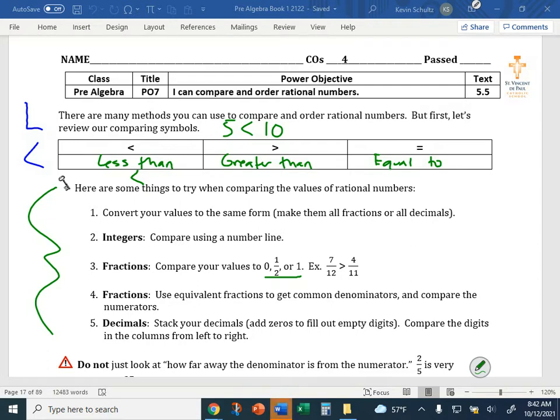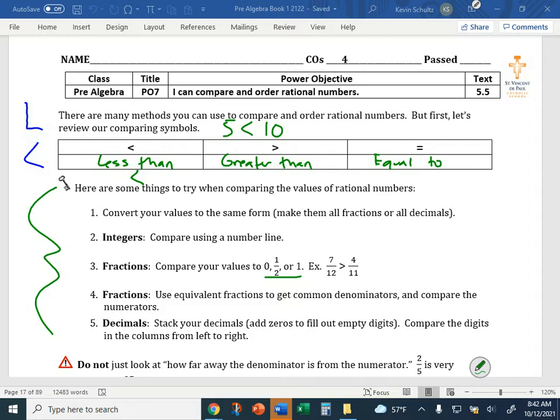For example, I know that 7/12 is greater than 4/11 because what's half of 12? 6. I've got 7. I've got more than half. What's half of 11? Yes, 5.5. I've got 4. I've got less than half. Obviously, something that's more than a half is going to be greater than something that's less than a half, right? So if you think about your fraction values in relation to these common fractions, that can help you determine order. Or you can use equivalent fractions using the common denominator method.